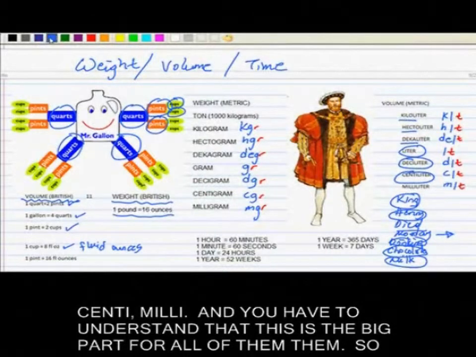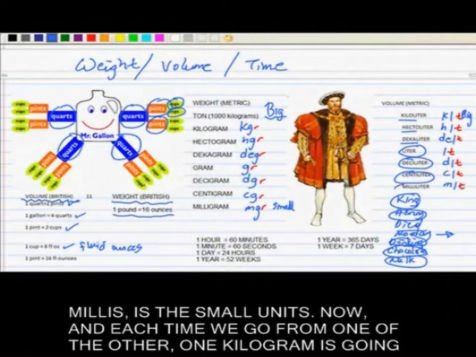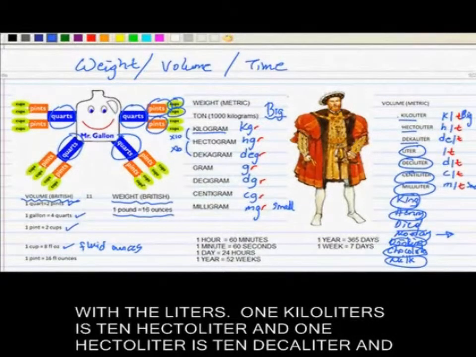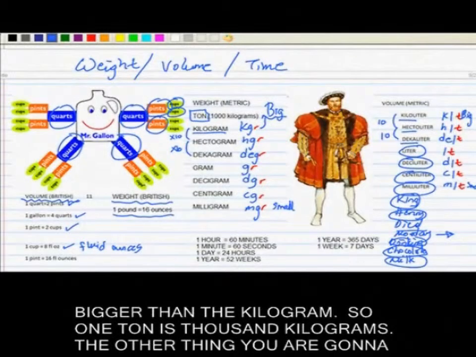And you have to understand that this is the big part for all of them. So you can remember that King Henry is the top one, the big, and these are the small units. The millis are the small units. Now, each time we go from one to the other, 1 kilogram is going to be 10 hectograms. 1 hectogram is going to be 10 decagrams. And the same thing with the liters. 1 kiloliter is 10 hectoliters, and 1 hectoliter is then 10 decaliters, and so forth. Now, this odd man out, the ton, you just have to remember is 1,000 times bigger than the kilogram. So 1 ton is 1,000 kilograms.